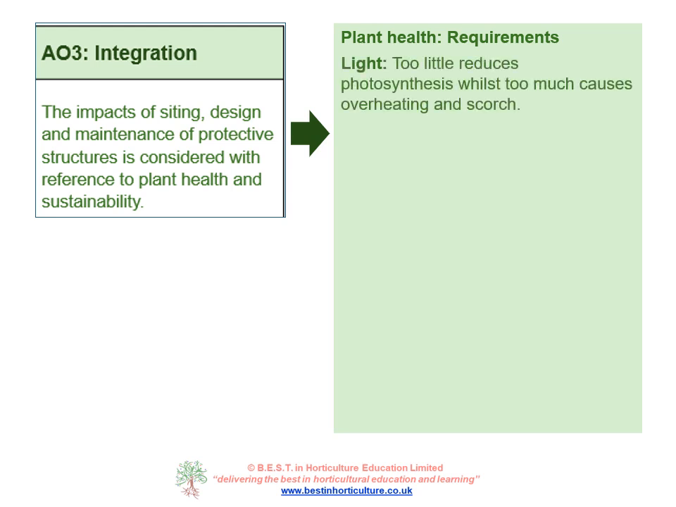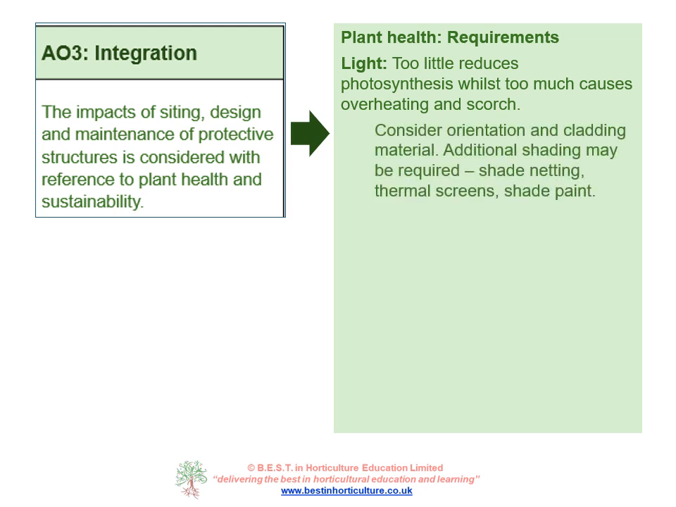Light is obviously required for photosynthesis, so light transmission into the protective structure will be critical. Too little will reduce photosynthesis, while too much causes overheating and scorch. So we need to consider the orientation and cladding material. Additional shading may also be required through either the use of shade netting, thermal screens or shade paint.